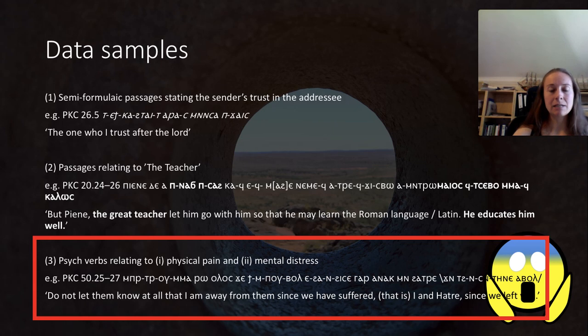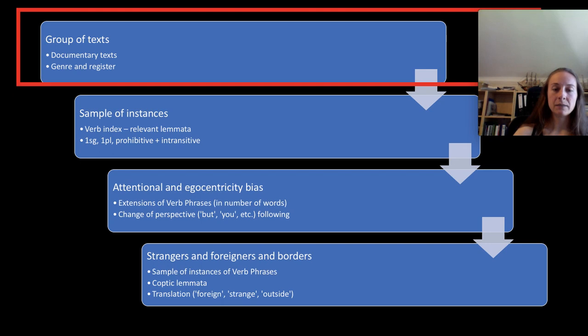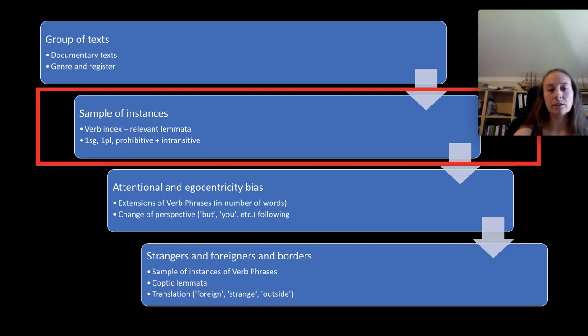So, as I say, my group of texts are documentary texts from Kellis. My register is set as private letters in order to allow for emotional outbursts to surface. Think about a contract or a list or a business agreement. There you wouldn't have the chance to see emotions manifest linguistically. My sample of instances, the way I got to it is I created a verb index for all these 89 letters with the relevant lemmata and passages. And then I looked for the lemmata that are relevant to physical pain and mental distress.